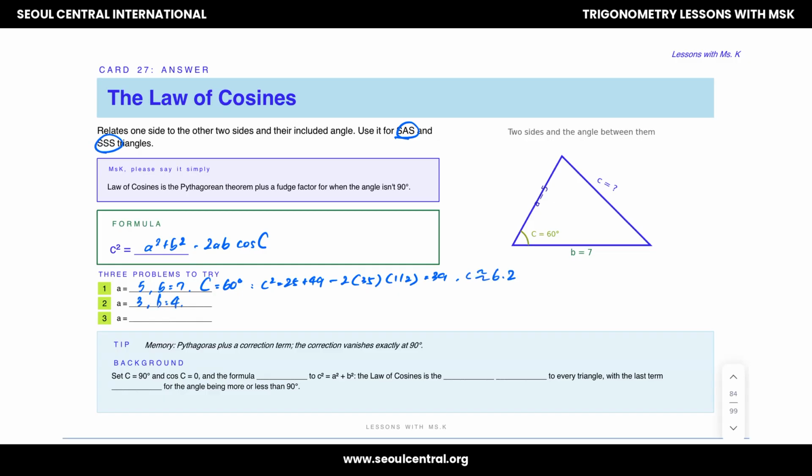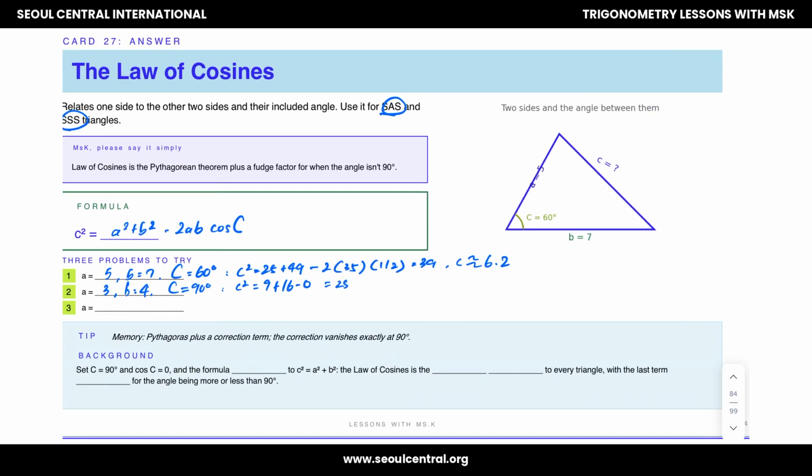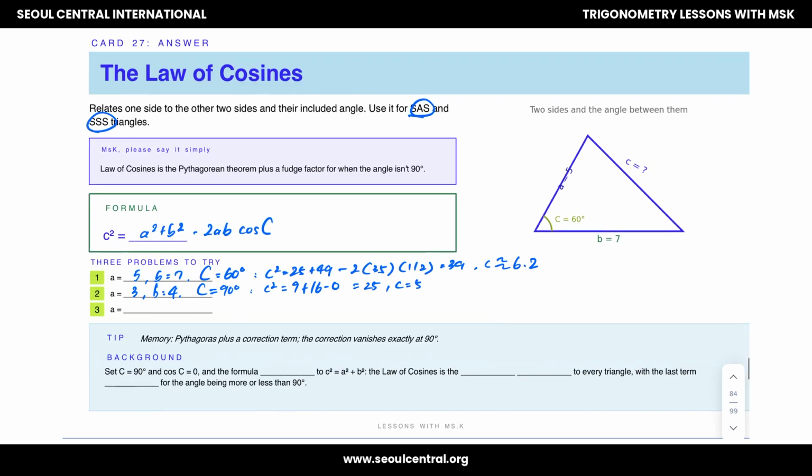Problem 2. We are given small a equals 3, small b equals 4, big C equals 90 degrees. For this one, we can just use the original Pythagorean theorem since C is 90 degrees. So c squared equals 9 plus 16 minus 0, which is 25, which means that c is 5. Problem 3. Small a equals 6, small b equals 8, and big C equals 120 degrees. Plug in all the values, and we get c squared equals 36 plus 64 minus 2 times 48 times negative 1/2. We get 148, so c is around 12.2.